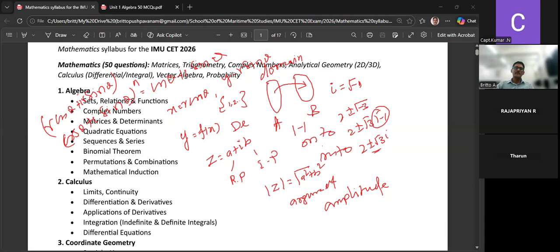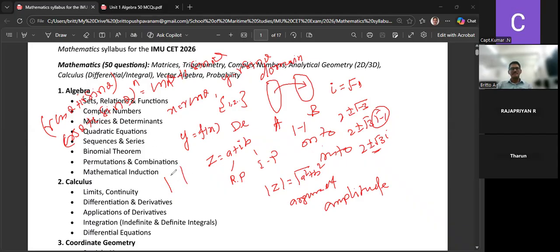Right? Whole to the power n, cos n theta plus i sin n theta. Many problems like this come in commerce; I'm giving you only an introduction. Next one is matrices and determinant. Matrices means an arrangement of rows and columns. Determinant means there is a value for the arrangement of rows and columns, right?